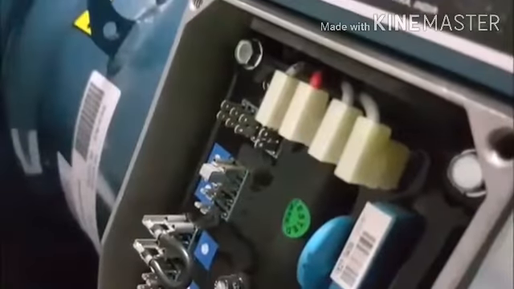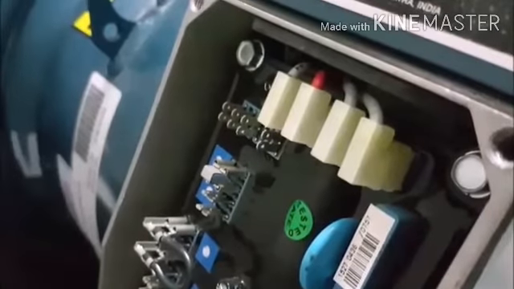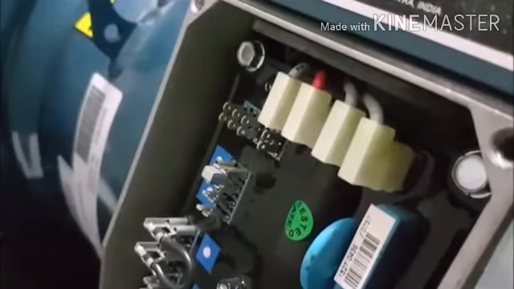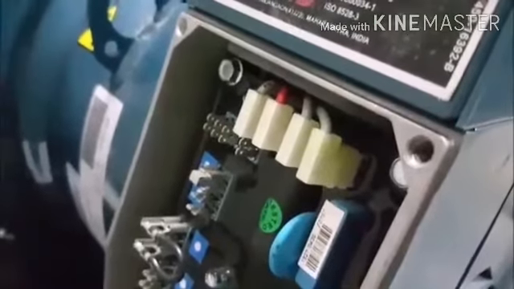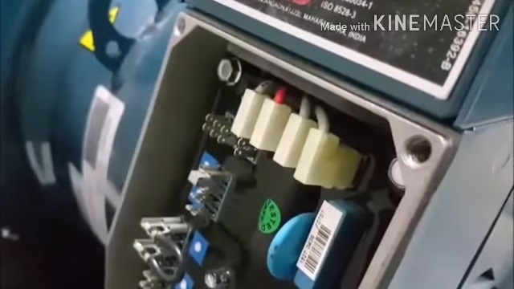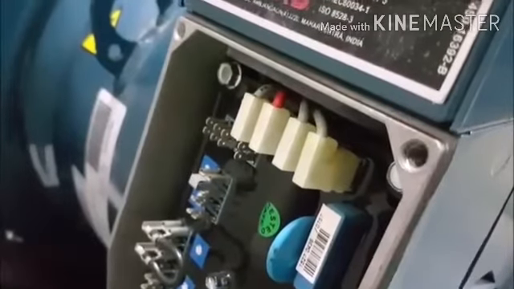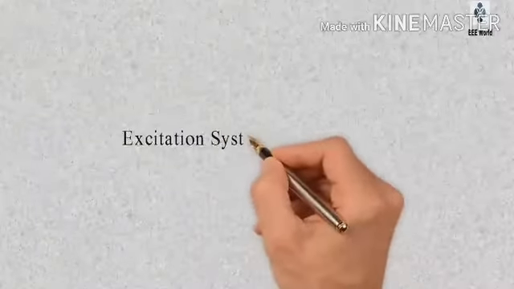Give battery supply for about 5 to 10 seconds and remove the connections carefully. After removing the battery supply, reconnect F1 and F2 to the AVR, start the generator and measure the voltage. Now the alternator should develop the rated voltage.